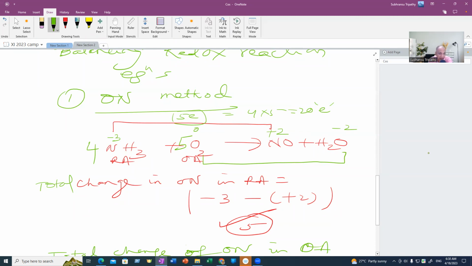So the number of electrons gained is 20, and for one oxygen molecule the number of electrons gained is 4, because 2 into 2 is 4, we have already done that.